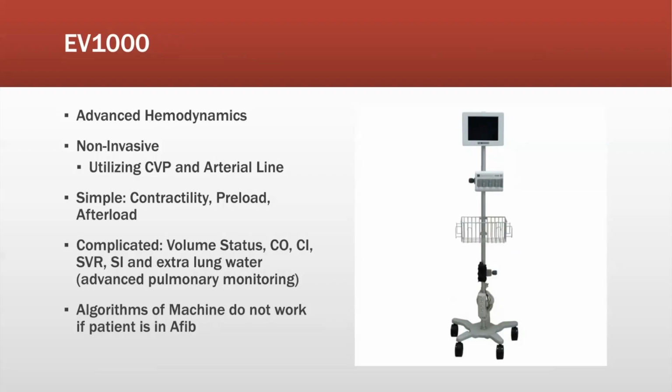And then something else to note is that if your patient is in AFib, the algorithms of this machine don't work. So you can use them for things like SVV, but you won't be able to get the other numbers off of that.